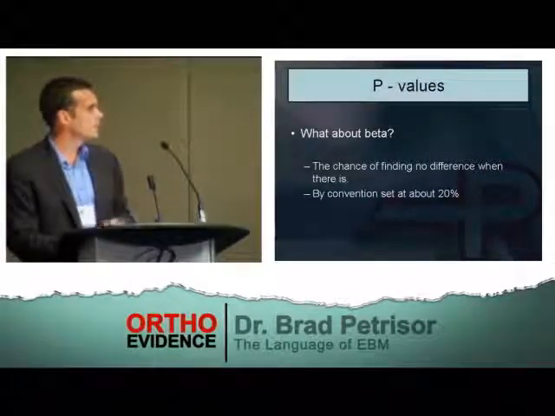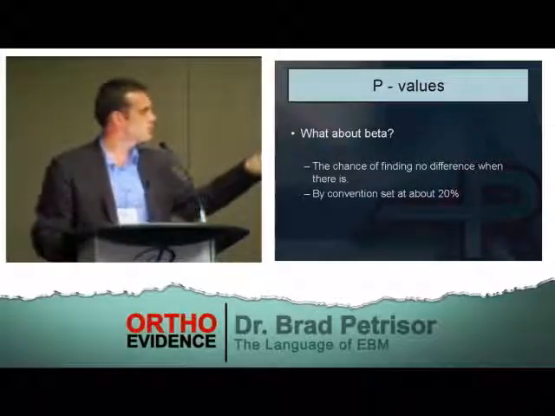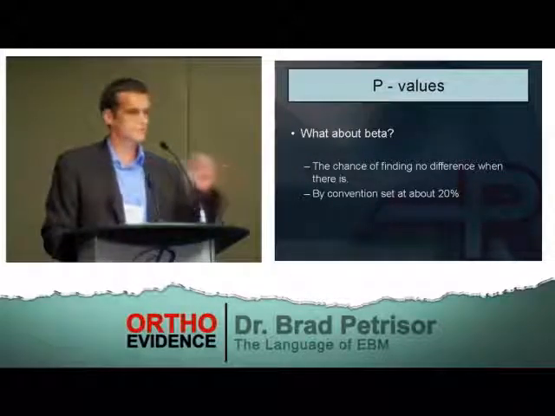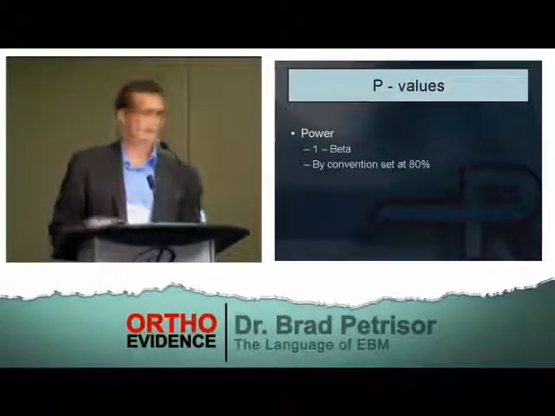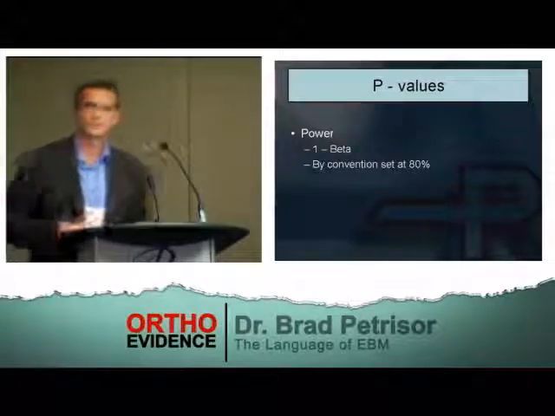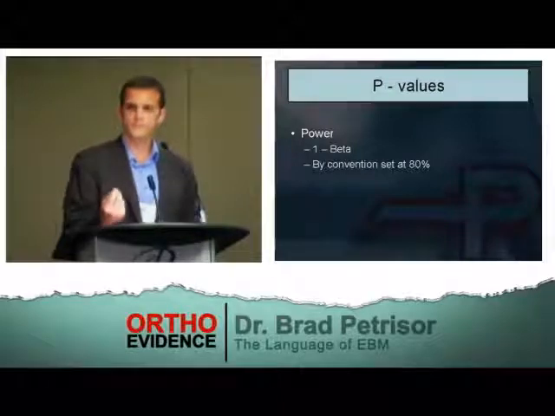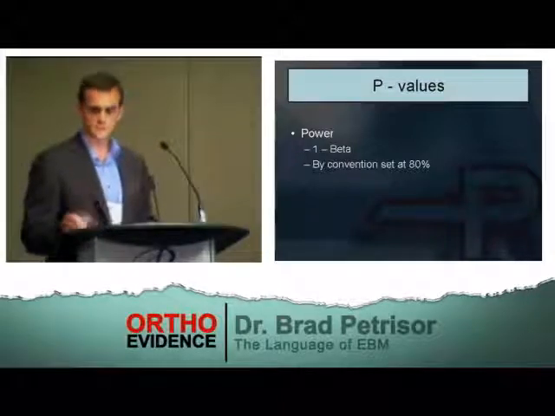And what about beta, the chance of finding no difference when there is? By convention, it's set at about 20%, and power is 1 minus beta, and that's set at 80%. So the power of the study is, will the study find a difference when in fact there is?